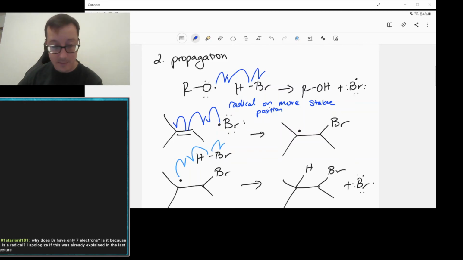That's what's happening. This only happens with HBr in peroxide, by the way. It does not work with hydrogen chloride. It does not work with hydrogen iodide for various thermodynamic reasons. Suffice it to say, it is only thermodynamically favorable with bromine.